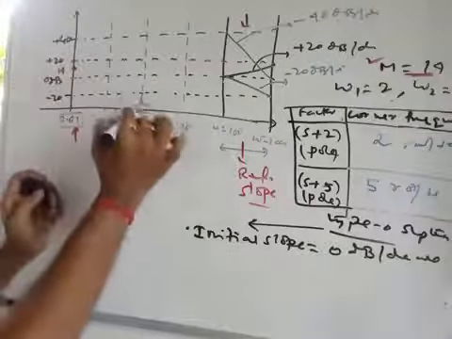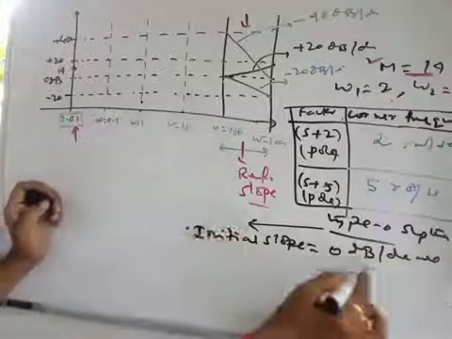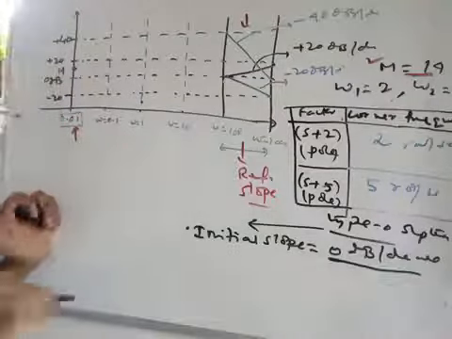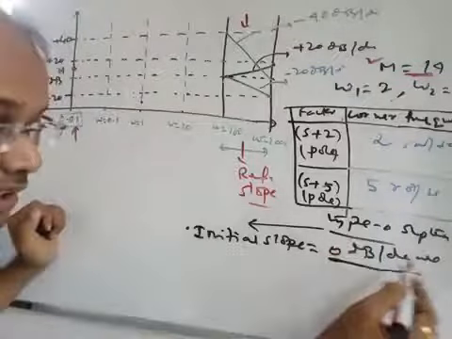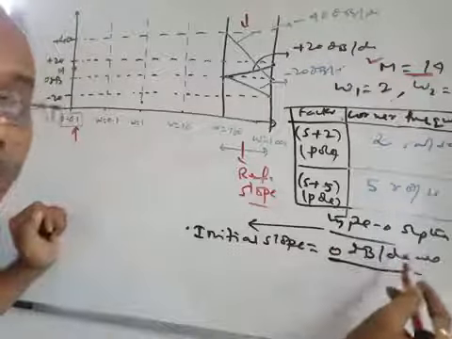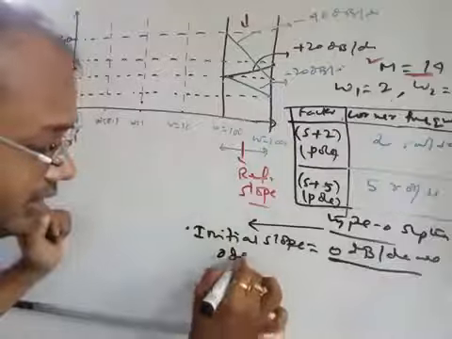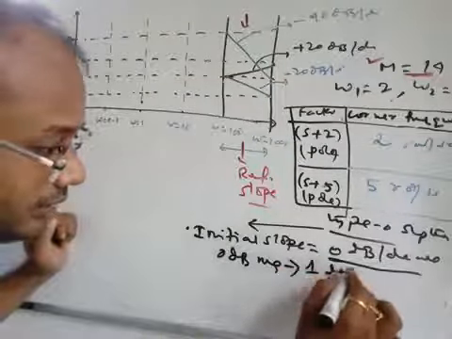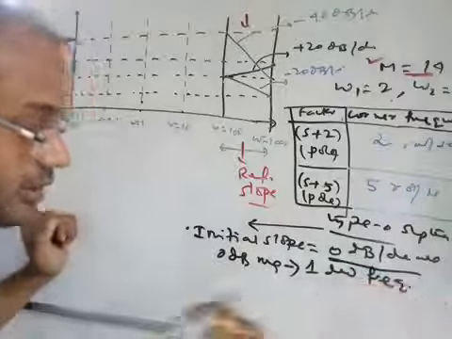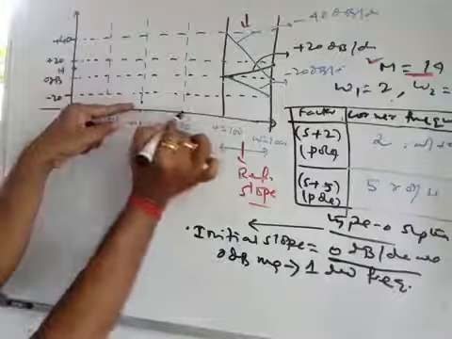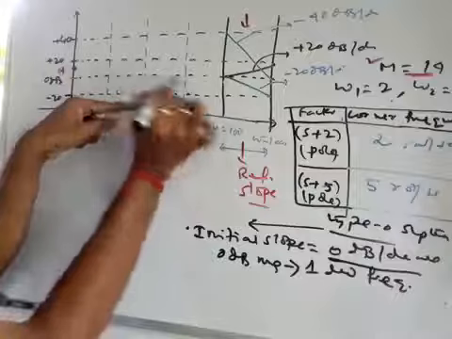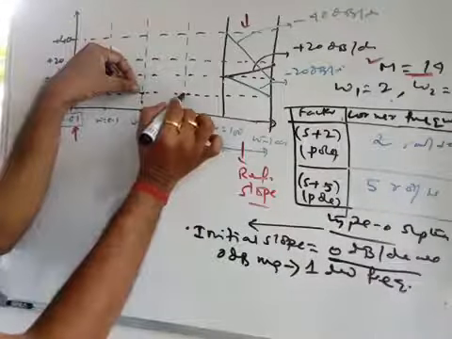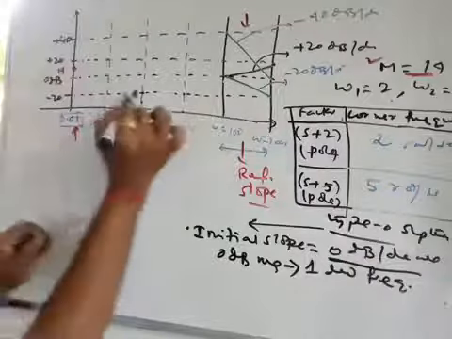So 1 to 10 is one decade, and the slope is 0 dB per decade. What does it mean? That means the magnitude change is 0 dB when there is a frequency change of 1 decade. So 0 dB magnitude change for 1 decade of frequency change. So for a frequency change from here to here, our magnitude change is 0 dB. 0 dB means the initial magnitude and final magnitude are both the same. So what is the nature?